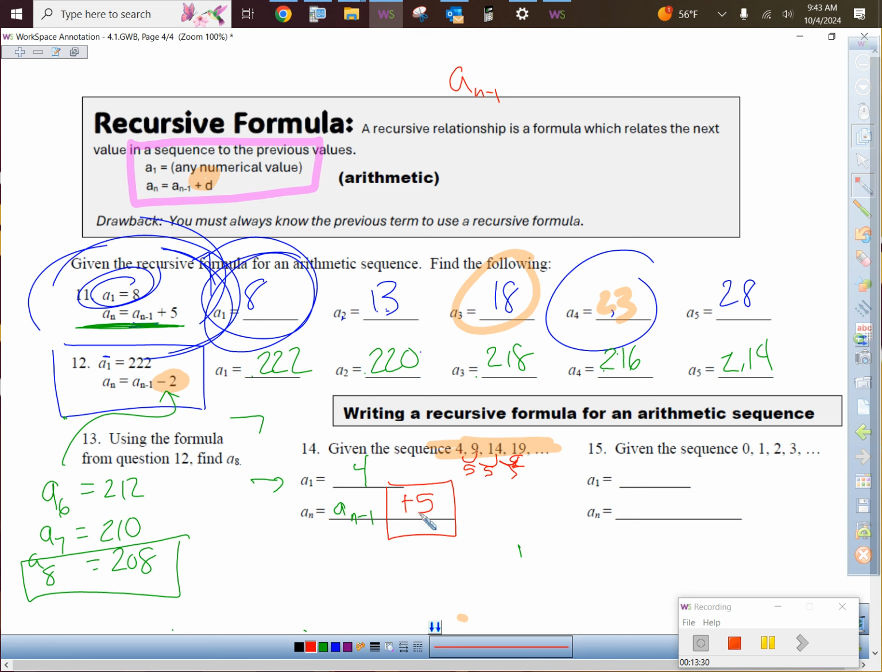So let's do the last one of these. What is the first term in this sequence number 15? 0, right? Then we got to say the a sub n minus 1. Let's look at the common difference. That's pretty basic. What's the common difference on that? It is 1, and it is going up by 1, so we will put plus 1.